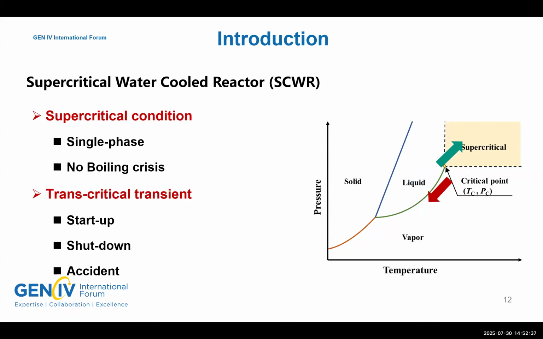But during some transients, such as the startup phase or the shutdown or local accidents, you can see from the right side that the temperature will go through some transcritical transient. What's a transcritical transient? It can be a decrease from the supercritical condition to the subcritical condition, or maybe the pressure will increase from the subcritical condition to the supercritical condition, and this transient can bring a lot of challenges when we perform the thermohydraulics analysis for the SCWR.